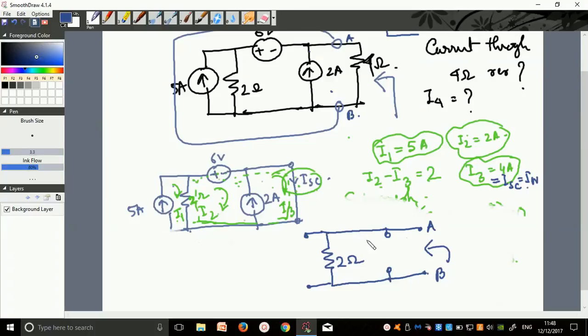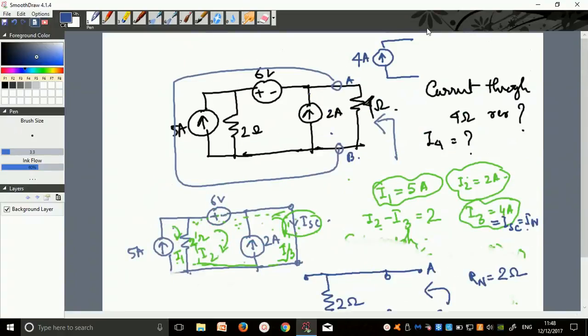To this terminal I will see what is my Norton's resistance. Norton equivalent resistance is 2 ohm. So I will put that across this, parallel to this. Now I can put any load. In this problem the load was 4 ohms, okay? So I put the 4 ohms over here. Now by current division method you can easily calculate how much current is going through your load.